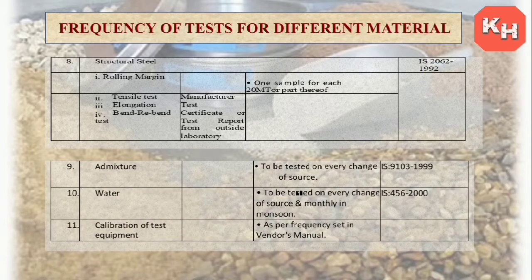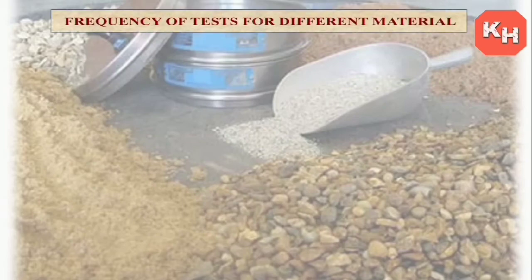Admixture is to be tested at every change of source. Whenever we change the source of admixture, we have to test. It is as per IS 9103-1999. Water is to be tested for every change in source and monthly in monsoon. It is as per IS 456-2000. For calibration of test equipment, it is as per the frequency set in the vendor's manual. For calibration, we have to check as per the frequency set in the vendor's manual.